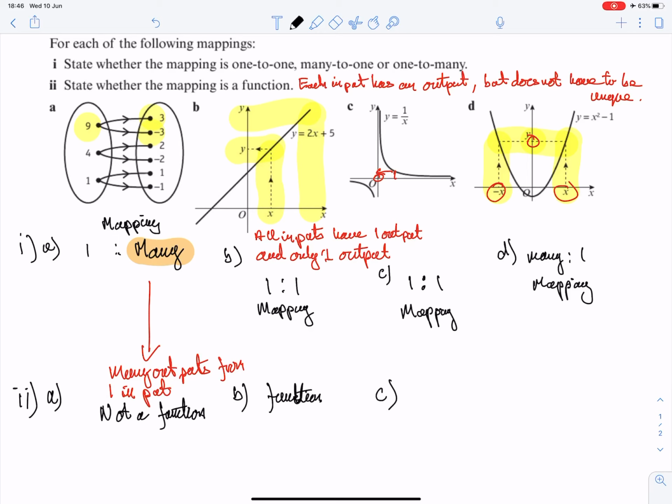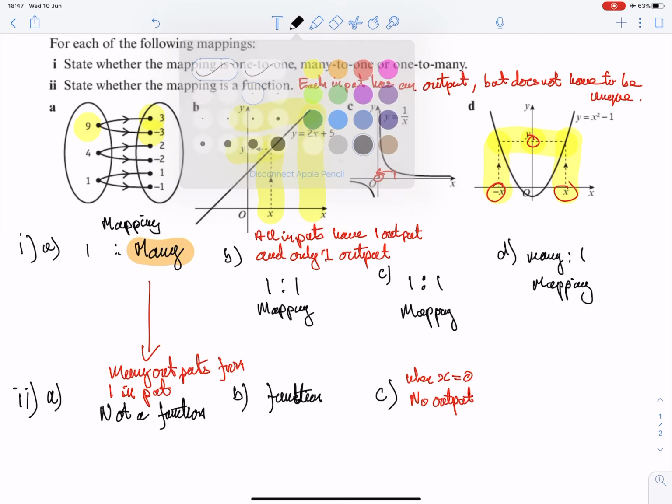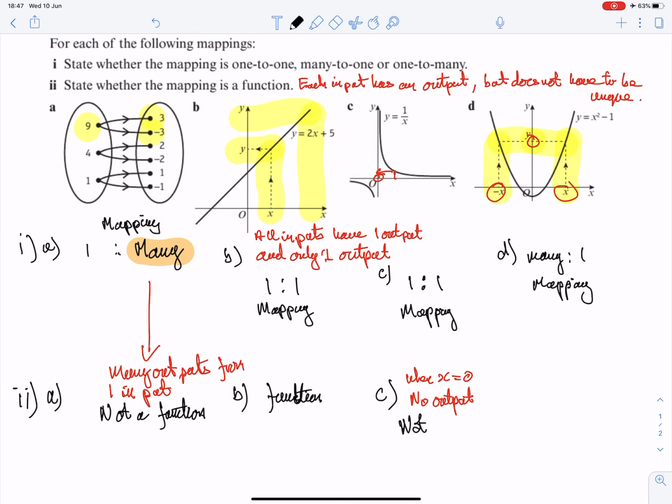Part C, it is a one-to-one mapping, so we may well think this should be a function. The difficulty here is that when we put in 0, we don't get an output. So when x equals 0, no output. So each input doesn't have an output, therefore it's not a function.